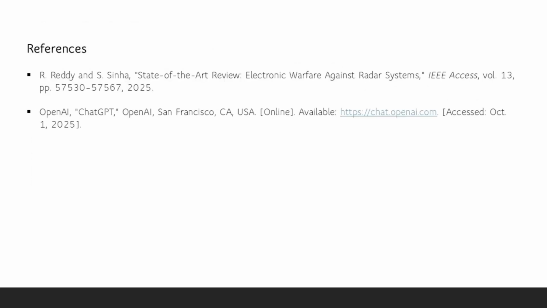In reference to research by Reddy and Sinha in their state-of-the-art review, Electronic Warfare Against Radar System confirms that the field is rapidly advancing. They highlight how technologies like AI and next-gen hardware are creating a new era of electronic countermeasures, making it a constant technological arms race. And on a separate note, for any of you curious about how generative tools like OpenAI's ChatGPT are affecting research and content creation itself, including scripts like this one, we've cited that too. It shows how AI is becoming a tool in virtually every domain.